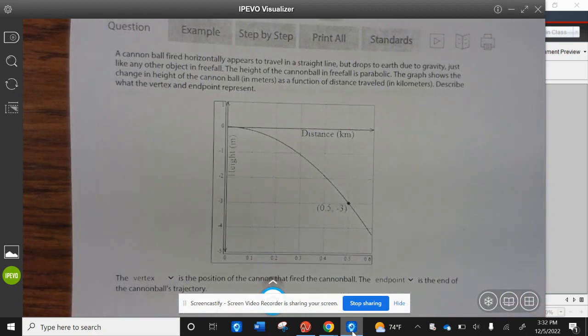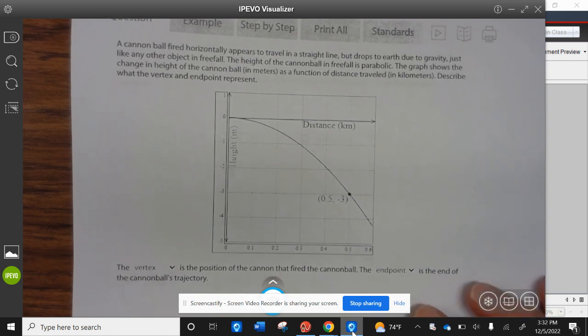A cannonball fired horizontally appears to travel in a straight line but drops to Earth due to gravity. Just like any object in freefall, the height of the cannonball in freefall is parabolic. The graph shows a change in height of a cannonball in meters as a function of distance traveled in kilometers. Describe what the vertex and endpoint represents.